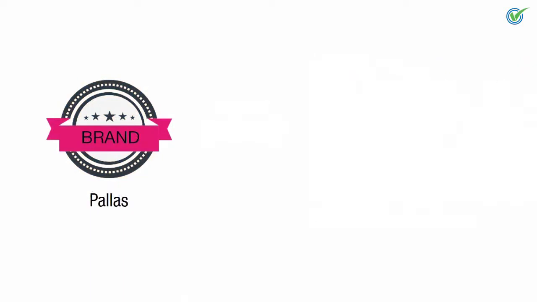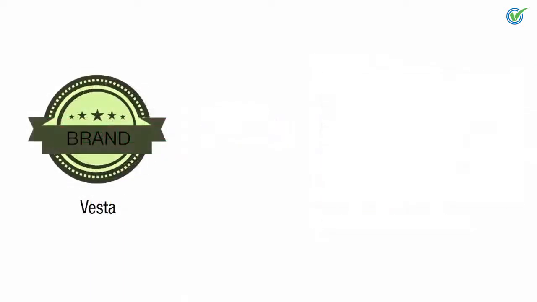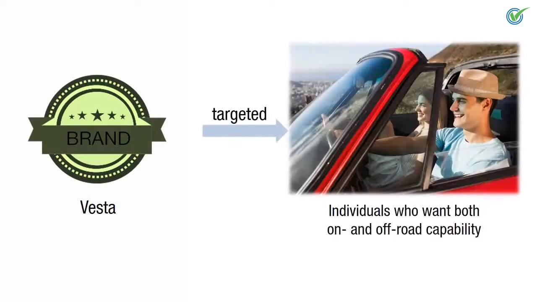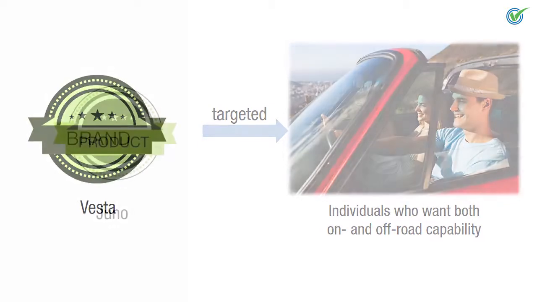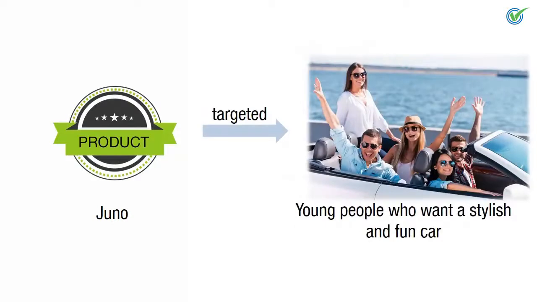Palace is a minivan, primarily targeted at families with children. Vesta is a 4-wheel drive sport utility vehicle for individuals who want both on- and off-road capability and to still be able to go on long drives. The brand new Juno is a convertible that the Chinese business unit plans to target at young persons who want a stylish and fun car.